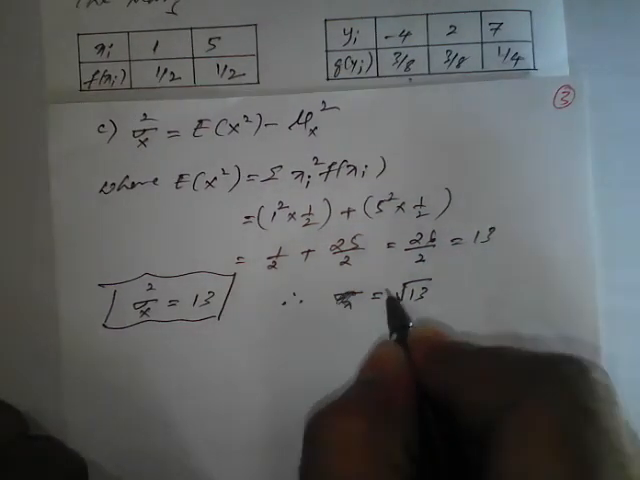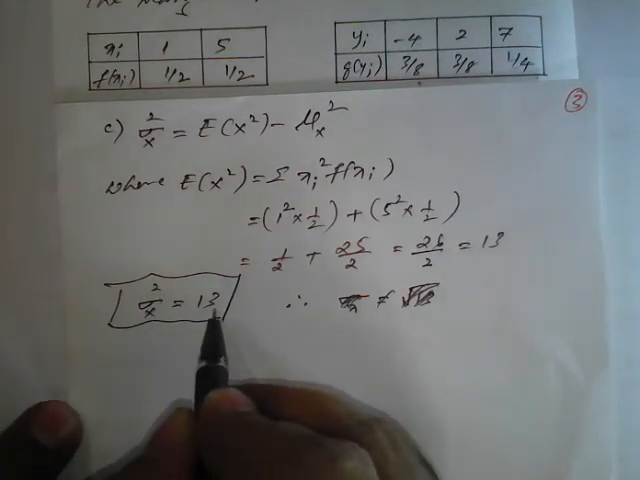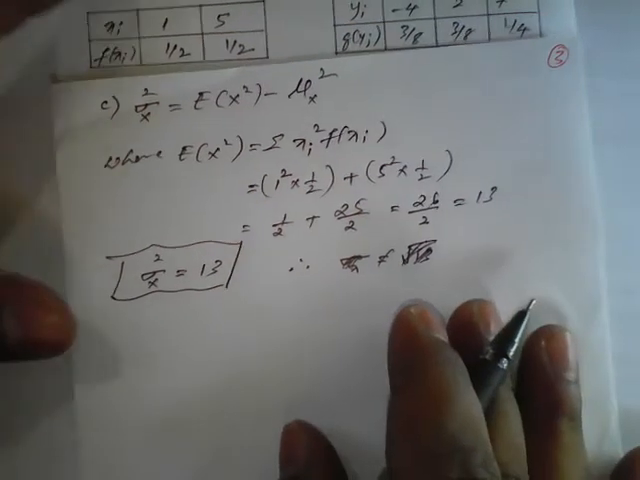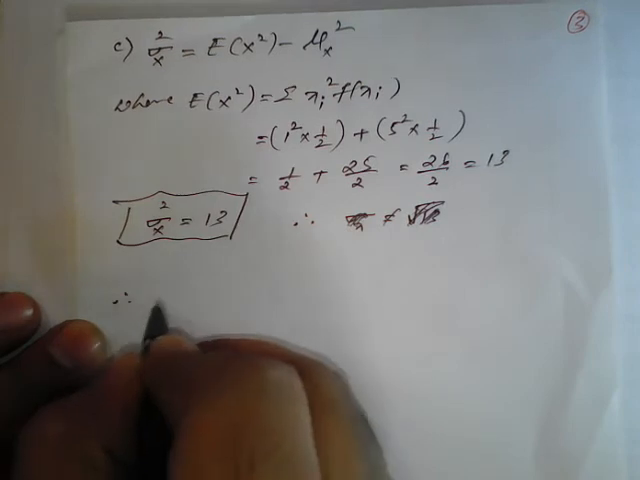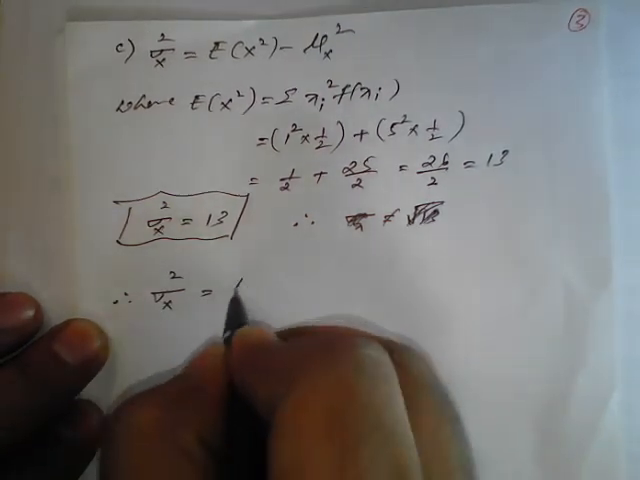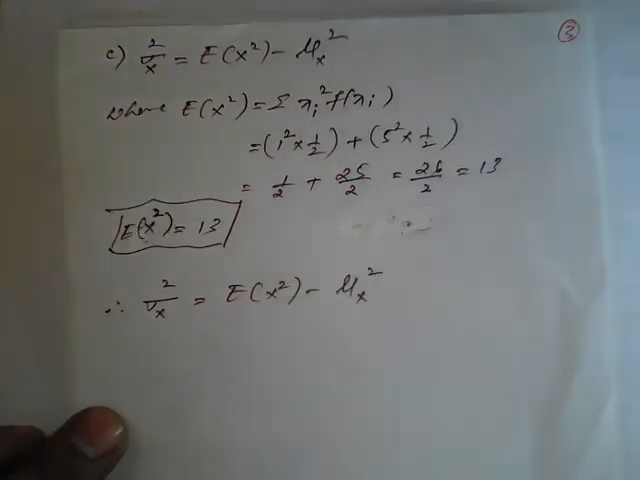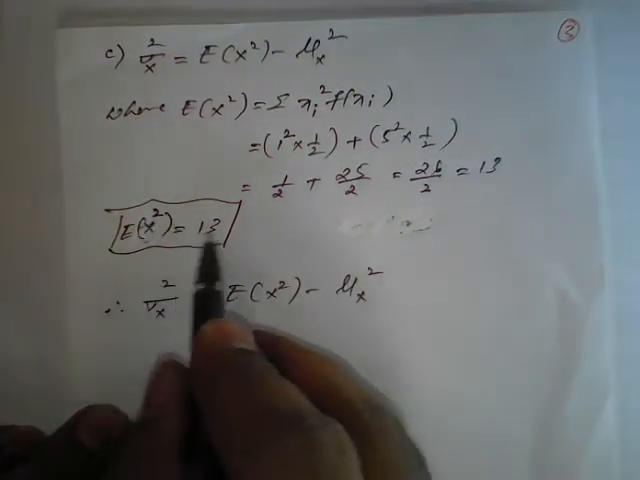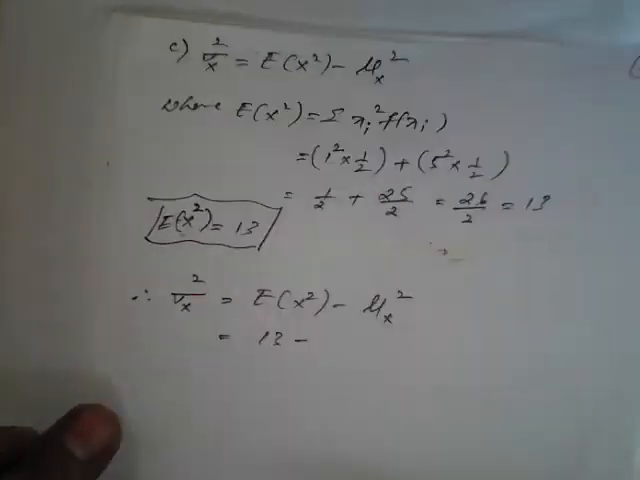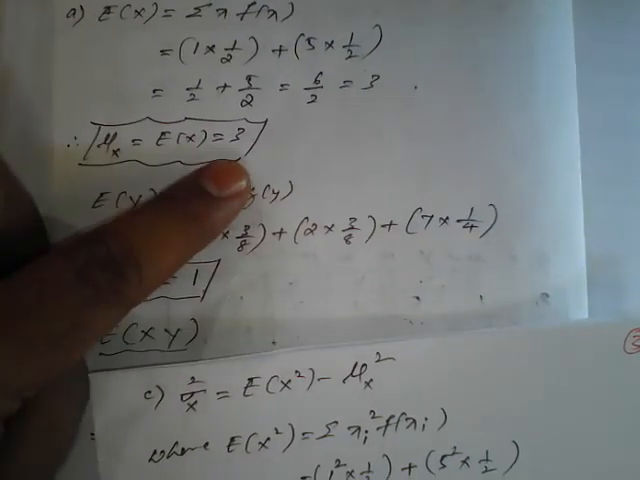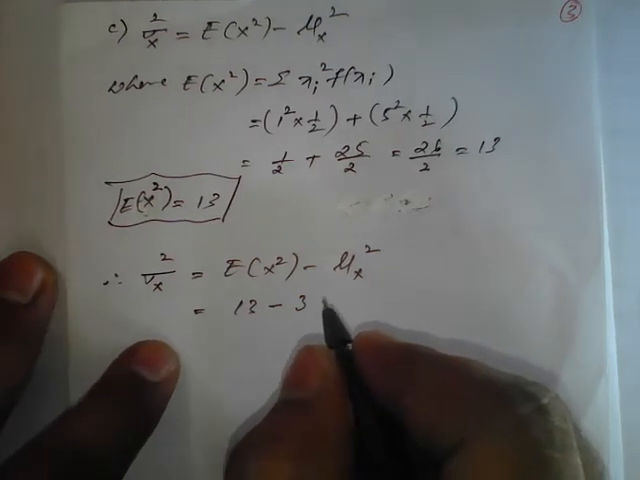So we'll see this concept later. Just expect that this value 13 will come, and later we'll find it here. Therefore, variance is nothing but expectation of x square minus mu of x square. The value of expectation of x square is 13, so 13 minus mu of x square. Mu of x, how much did we get? We got 3.